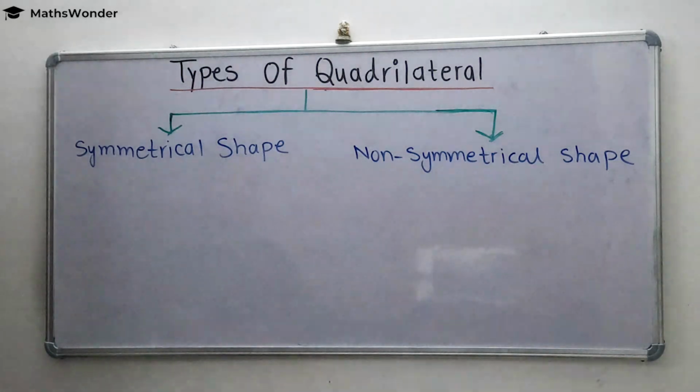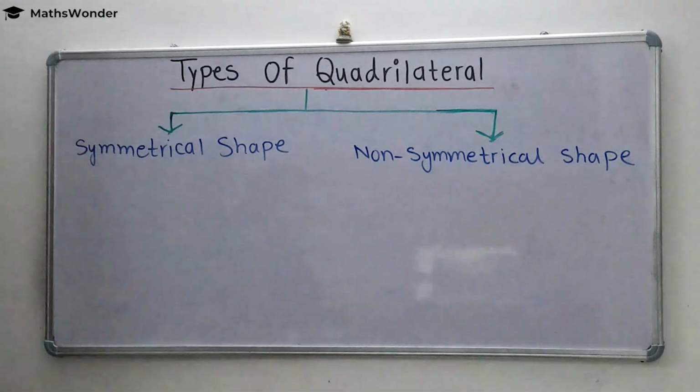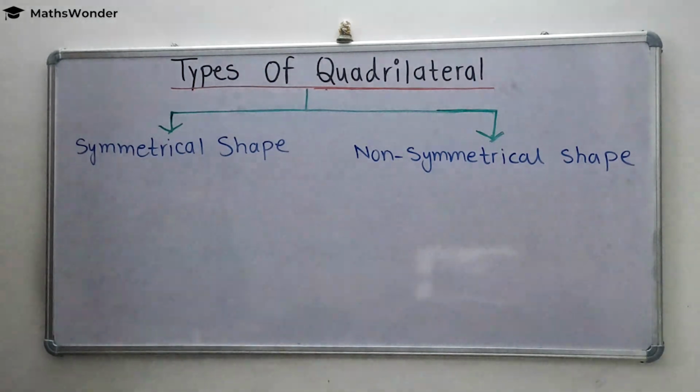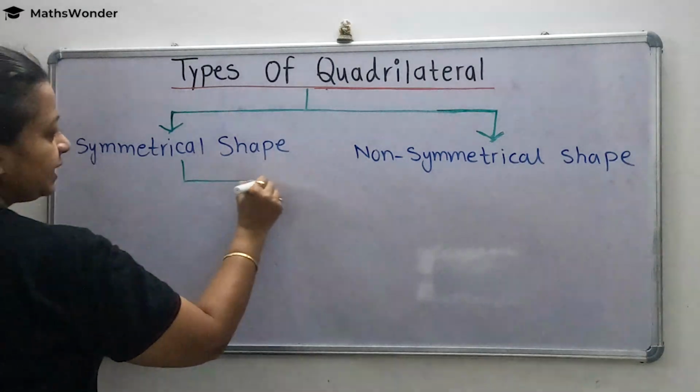So now today's topic is types of quadrilateral. There are 2 types of quadrilateral: symmetrical shape and non-symmetrical shape. Now in symmetrical shapes, we have 3 categories.